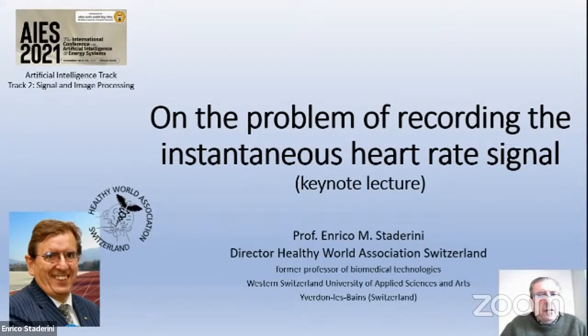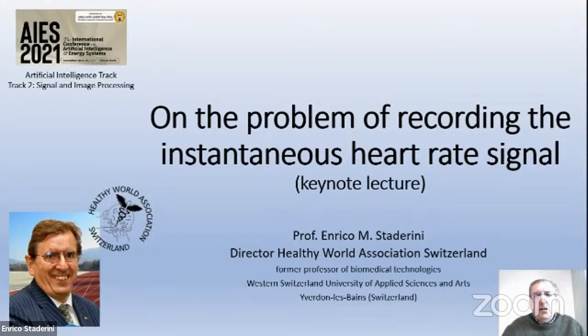My keynote lecture will belong to the artificial intelligence track of this conference, and most probably on track 2, signal and image processing. And I would like to address today a quite misunderstood problem, the problem of recording the instantaneous heart rate signal. The instantaneous heart rate signal is a signal of the heart frequency. So it's not the heart ECG or other signals, but it is the frequency of the heart, which is changing in time. That's why we can consider this as a signal.